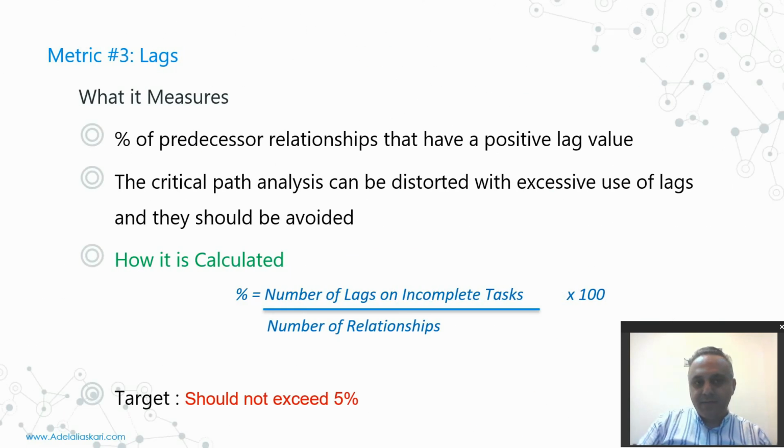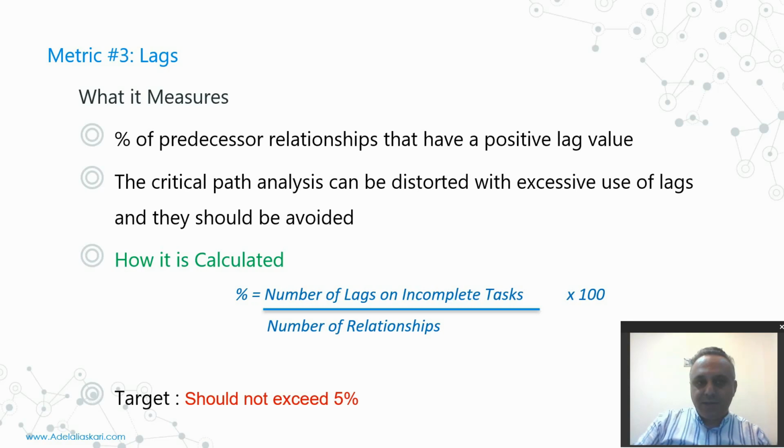The third criterion is the lags: the number of the lags on incompleted tasks over the number of relationships multiplied by 100 percent, and this target should not exceed 5%. It means you are not authorized to use lags on more than 5% of your activity numbers.